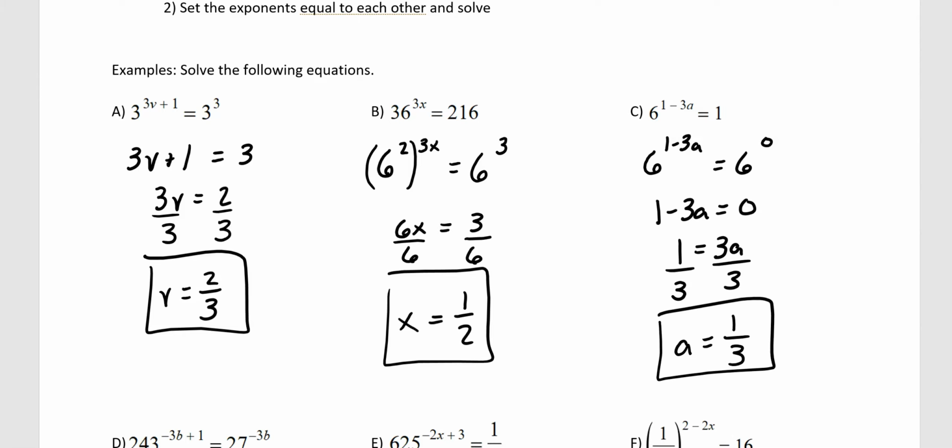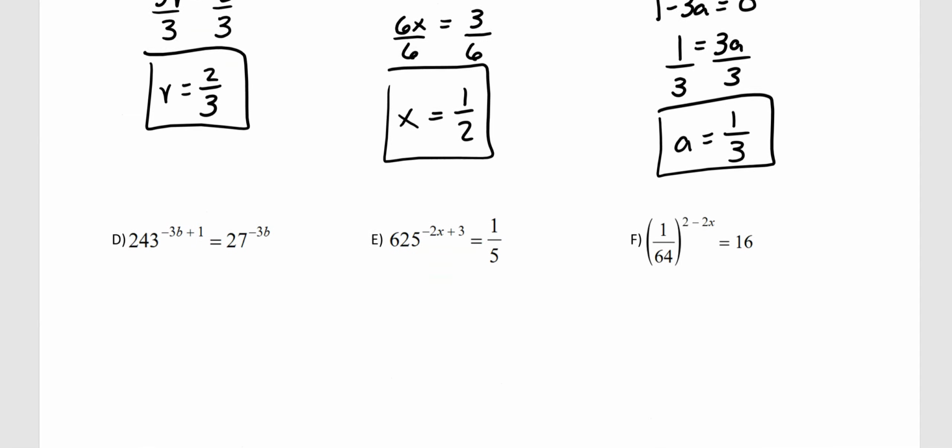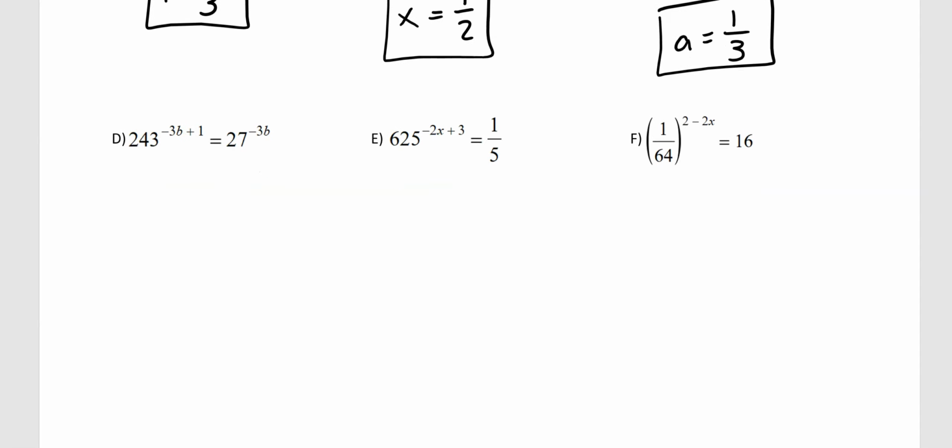All right. Hopefully we're building some confidence. Let's do a few more together. Let's look at letter D. 243. 243 is a large number. We need to be thinking about, okay, what base am I going to use? Now, our other value having a base of 27 gives us a hint. Okay, so 27 is 3 to the third.